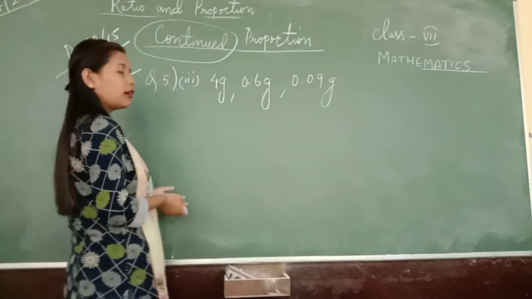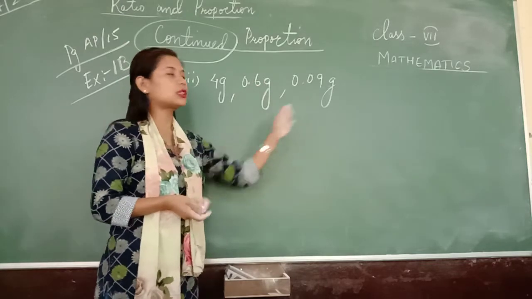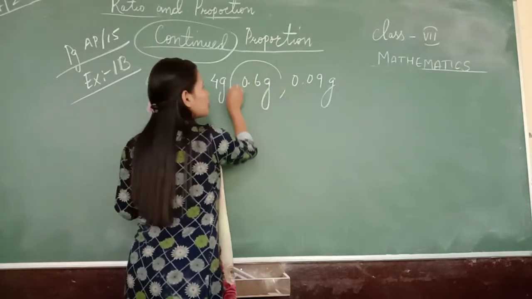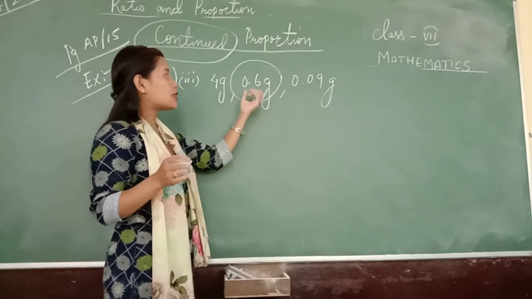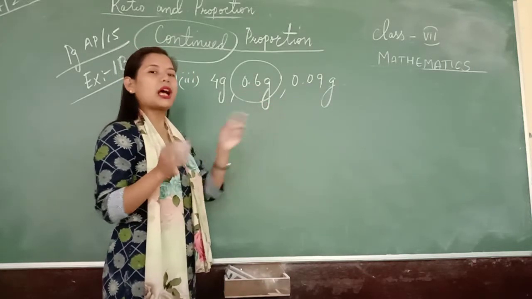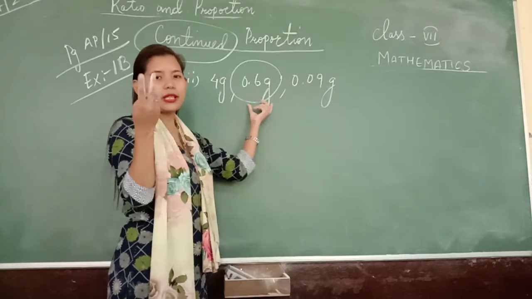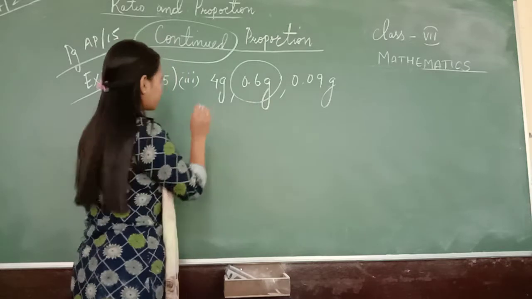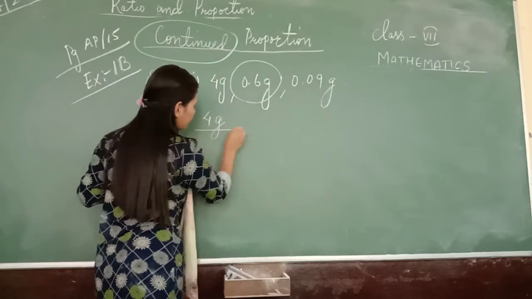We'll first check the ratio between the first and second term and the ratio between the second and third term. Remember, in continued proportion, the second term and the third term are the same. So this term will be playing the role of both second and third term. Let me first find out the ratio between the first term and second term.